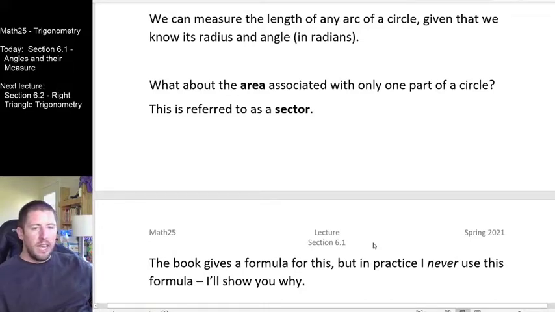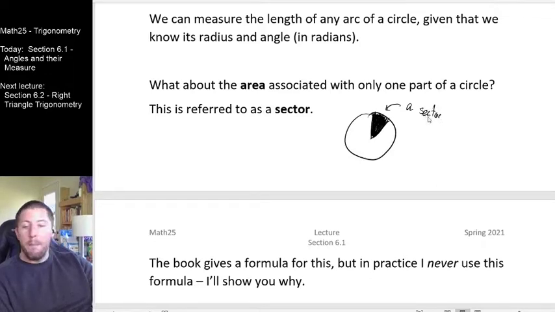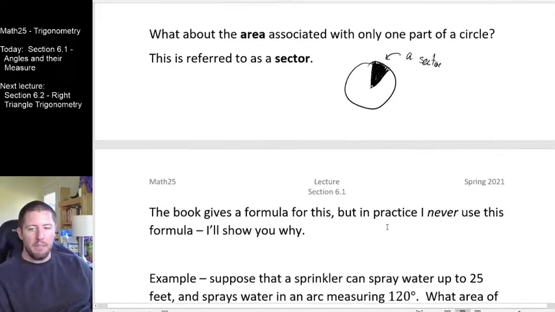This is referred to as a sector. So as opposed to doing arc length where we were talking about the perimeter, I'm now talking about getting the area of a piece, right? So it's really saying how much area is encompassed by sweeping out some certain angle versus how much length of the perimeter was swept out by some certain angle. So this is what we would call a sector, right? A sector is an amount of area associated with a circle, but it's only a portion of it, right?